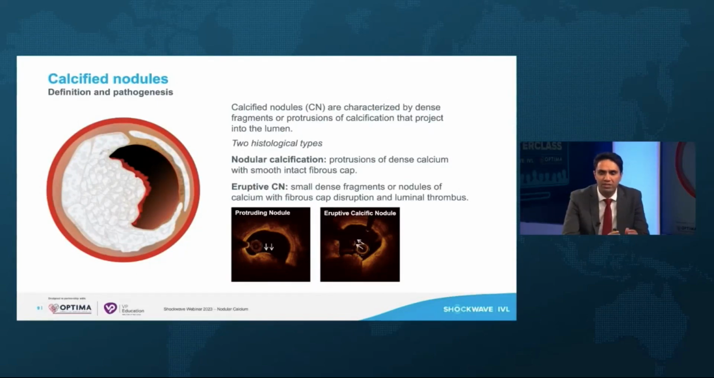So essentially what's different between these two is that a protruding nodule is smooth and has a cap on top of it, but an eruptive nodule is biologically active, kind of like a volcano, and bursts into the artery and is quite active and thrombogenic.